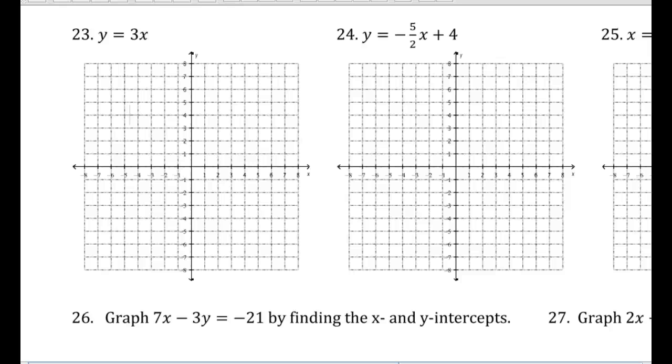This is part 2 of the Algebra 1 first quarter final review. So let's finish this up. We have number 23, y equals 3x.